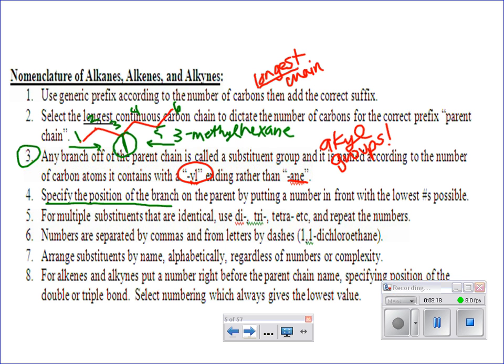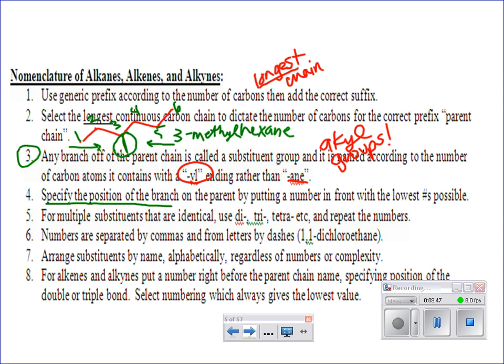Okay? For multiple substituents that are identical, use di, tri, tetra, etc. So if you had a methyl on carbon 3 and a methyl on carbon 4, you would say 3,4, what? Dimethyl, whatever. Okay? 1,2-dimethyl. If you have 1,1,2, trimethyl, whatever. Okay? So again, we'll practice this. I just want to go through this list with you.